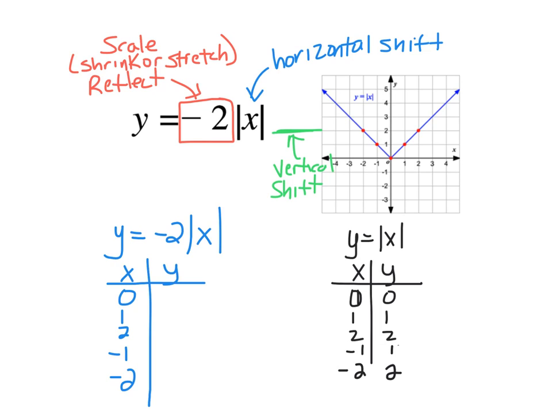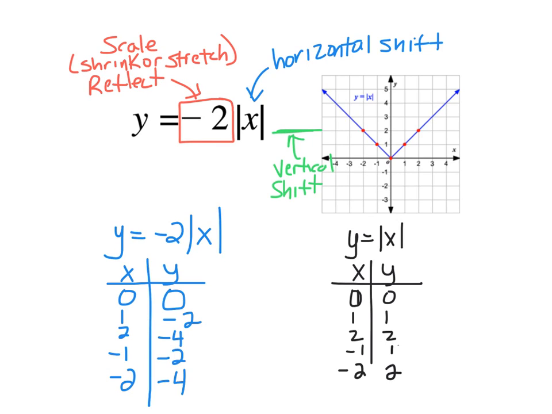So absolute value of 0 times -2 is 0. So I'm going to go ahead and put a 0. Absolute value of 1 times -2 is -2. Absolute value of 2 times -2 is -4. Absolute value of -1 times -2 is -2. And absolute value of -2 times -2 is -4.